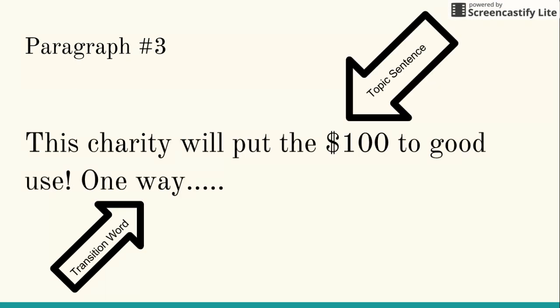And body paragraph number 3. Here's your topic sentence. This charity will put the $100 to good use. One way is, so notice my transition word there, and I'm going to describe how they'll use the $100.